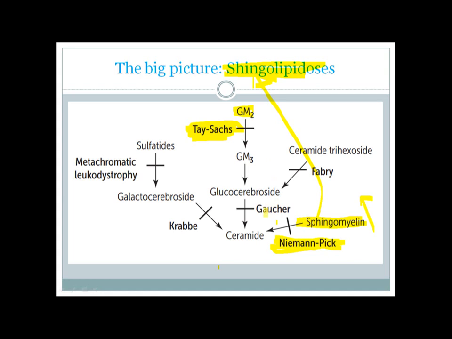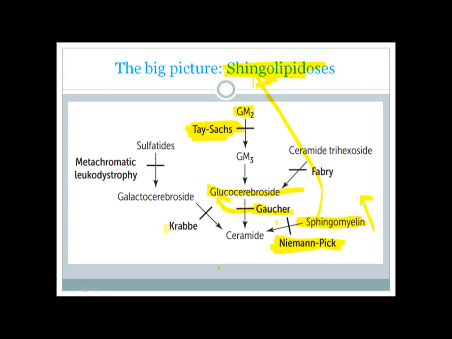Next important disease is Gaucher disease. Gaucher disease has the G, and this G is for glucocerebrosidase. I'm just not making things harder for you. In Gaucher disease, there is a G, so the accumulated substance is glucocerebroside, which also has a G.